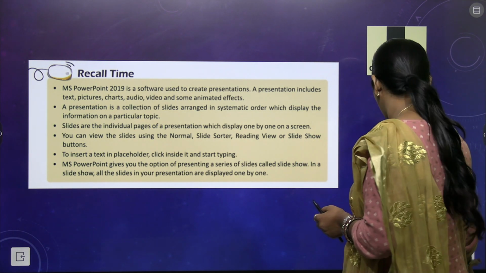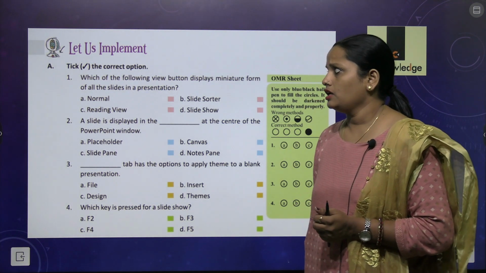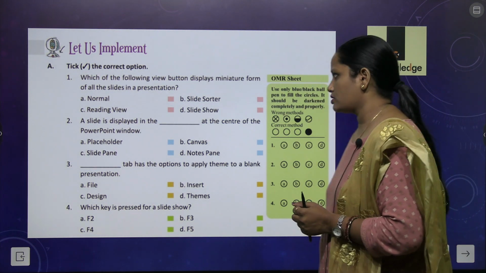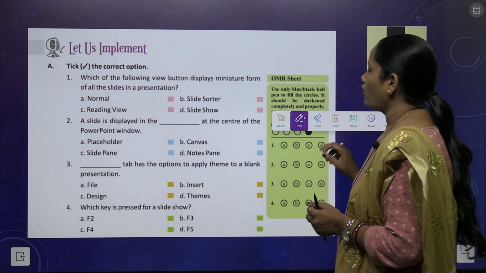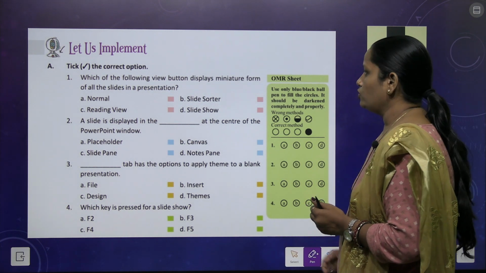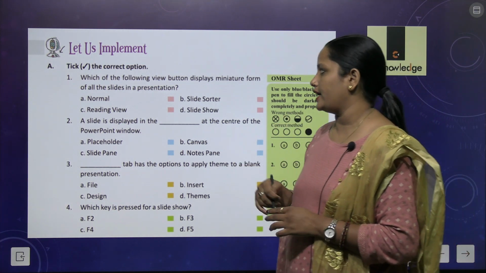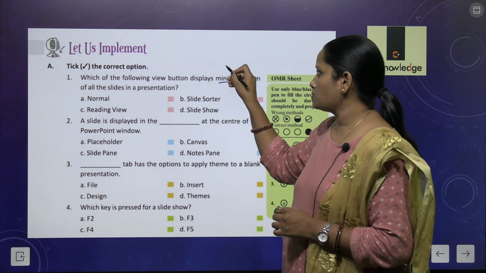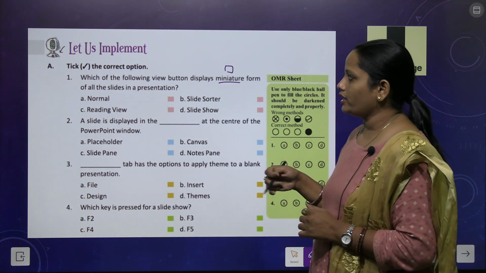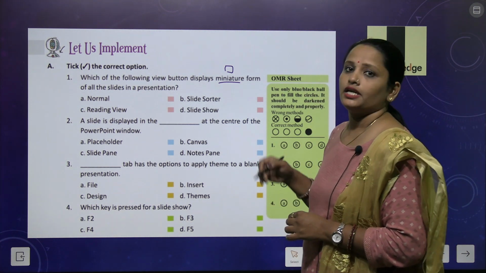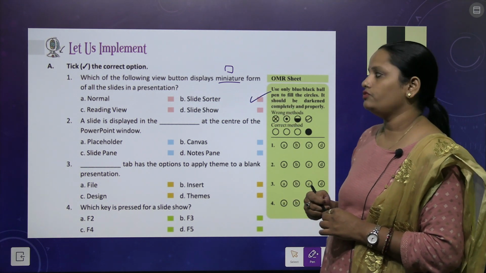Now let's come to the exercises given in your book. So let's begin with tick the correct options. So first question is, which of the following view buttons displays miniature form of all the slides? Miniature means small part of all the slides in the presentation. So what is that view called? Yes, it is called slide sorter view.